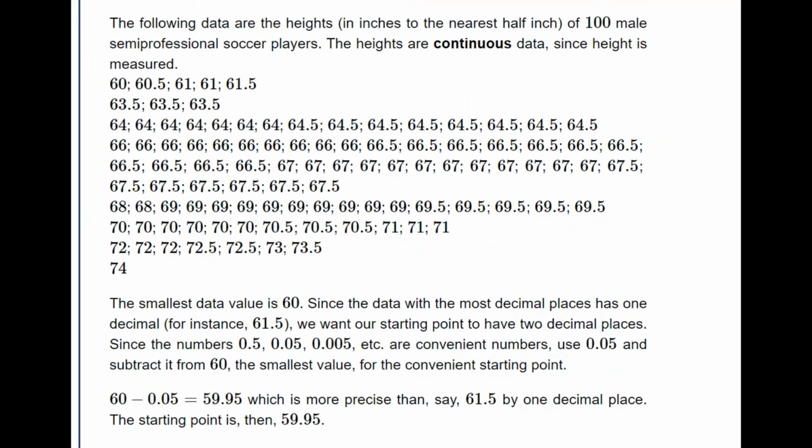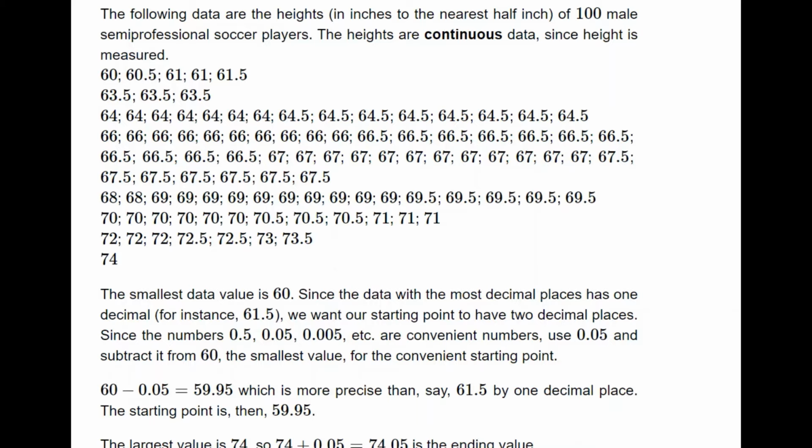We'll be discussing this example where the data are the heights, which are in inches to the nearest half inch, of 100 male semi-professional soccer players. And this means that the only difference between two data values could be 0.5, nothing less, nothing more. So we can say that this data set would be a continuous data set. Next, we decide how we choose the width of each bar and the number of bars. And for that, we need to set the minimum and the maximum value of the width of the bar.